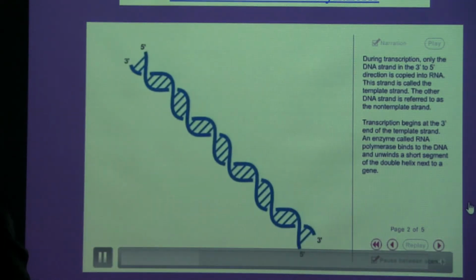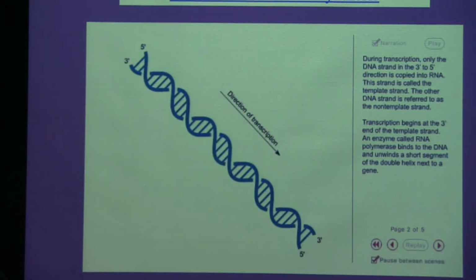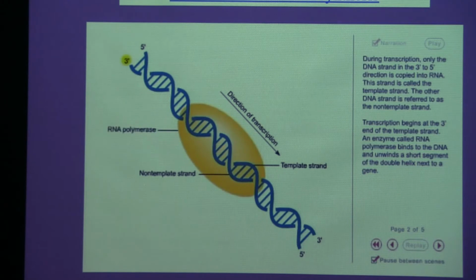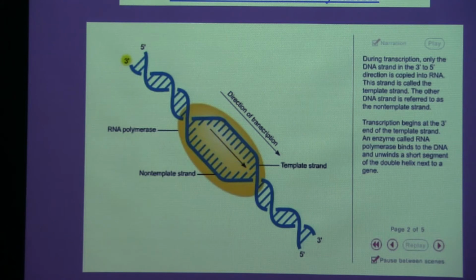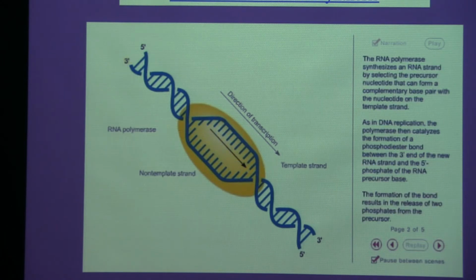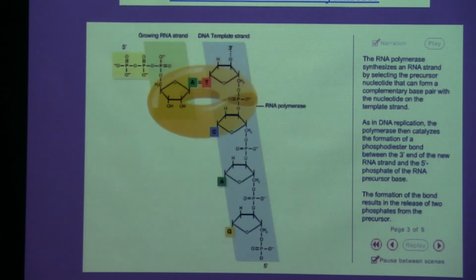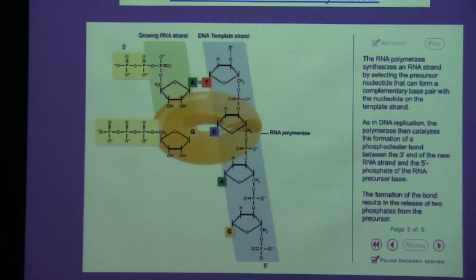During transcription, only the DNA strand in the 3' to 5' direction is copied into RNA. This strand is called the template strand. The other DNA strand is referred to as the non-template strand. Transcription begins at the 3' end of the template strand. An enzyme called RNA polymerase binds to the DNA and unwinds a short segment of the double helix next to a gene. The RNA polymerase synthesizes an RNA strand by selecting the precursor nucleotide that can form a complementary base pair with the nucleotide on the template strand.